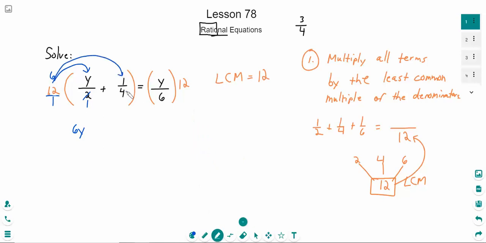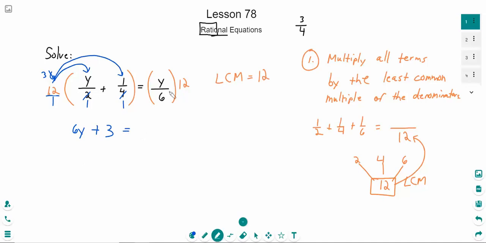And again, the 4 can cross cancel, can go into itself once, it can go into 12, not 6 times, but 3 times now. Okay? So we end up with plus a 3 times a 1, which is just a 3, over a 1, which is just a 3. Leaves us with the 3, right?